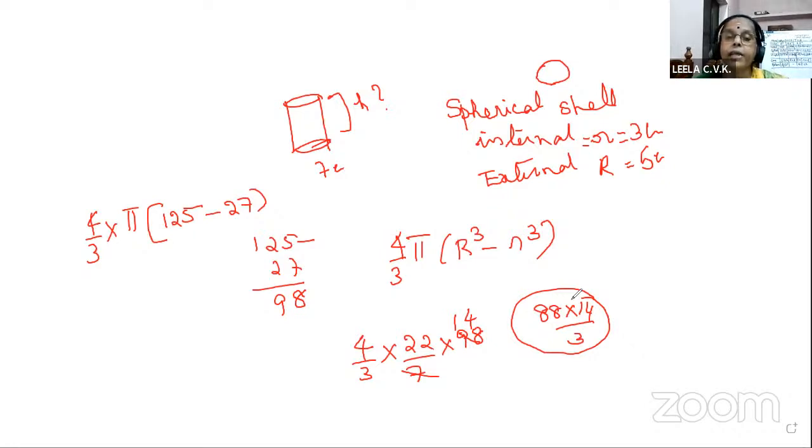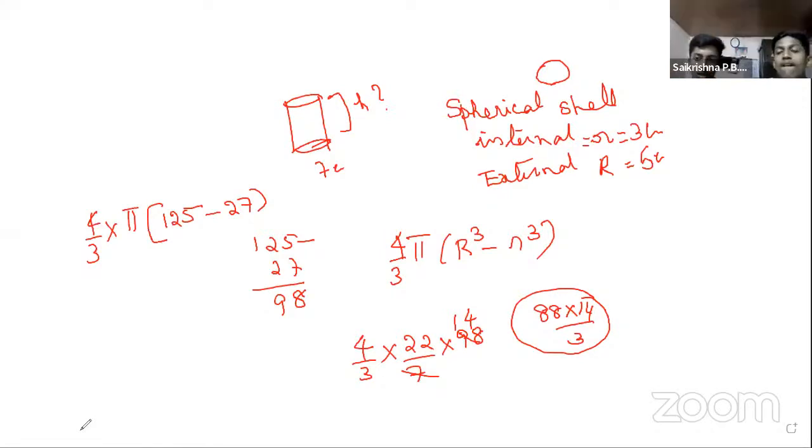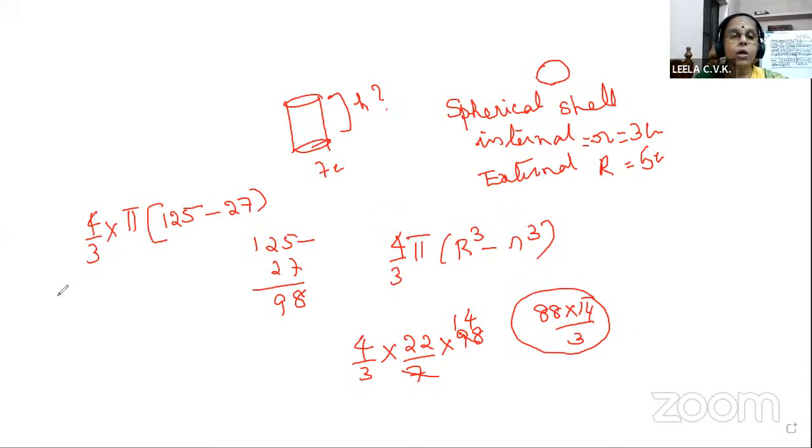Now see, what is to be found out? What is the volume of cylinder formula? Volume of the cylinder is pi r square h. So pi into r square h. The radius: it was given the diameter is 14 centimeter, so the radius is equal to 7. So pi into 7 square into h is equal to what? 88 into 14 divided by 3.